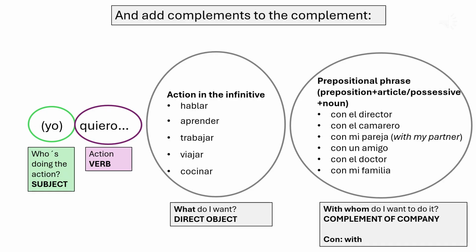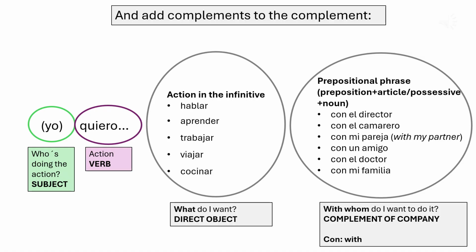And you can even add complements to the complement. So you have yo quiero hablar, I want to speak or to talk. And then you can add a complement of company. With whom do you want to do that? And that goes with all of them, really. So you can, again, combine so many more. You've got all the different elements clearly seen here in circles.